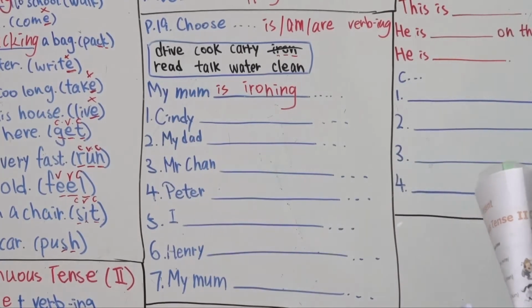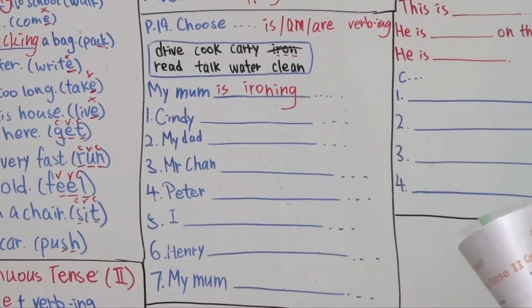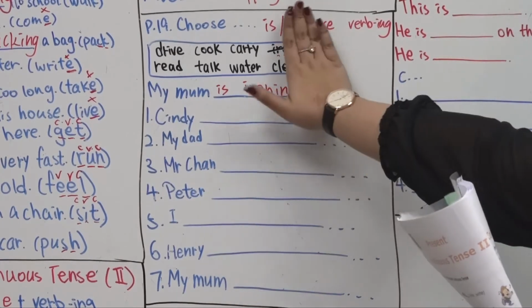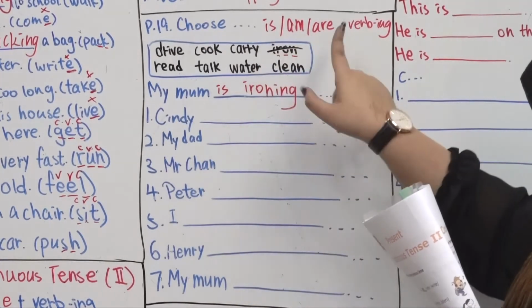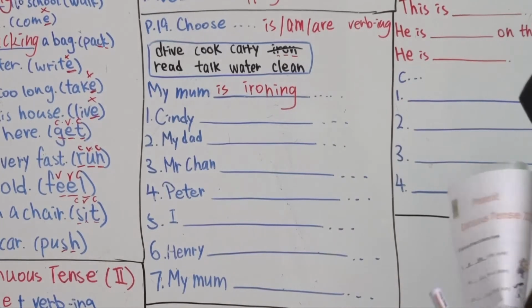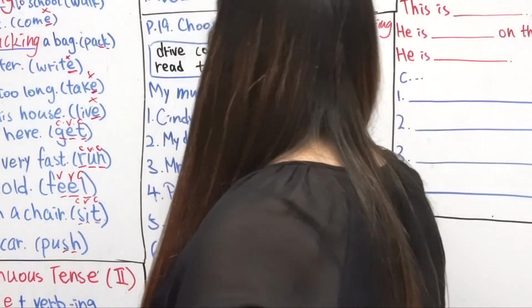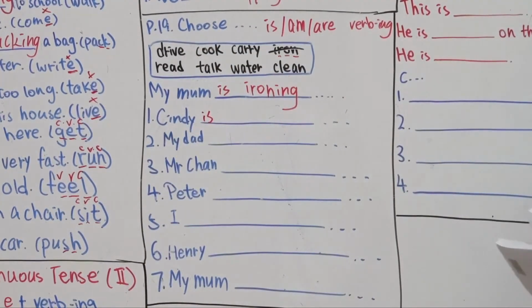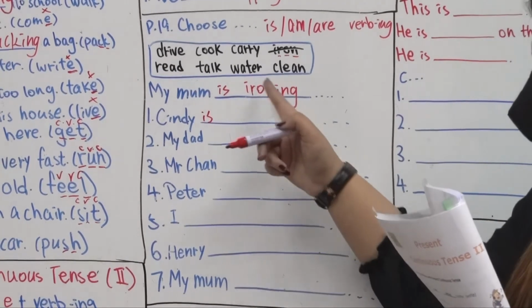So Cindy, which verb to be is followed with Cindy? Is, am, or are. As you know, that's not subject I, right? So am cannot be the answer. So it is either is or are. That should be is. Very good. One person, right? Is watering.